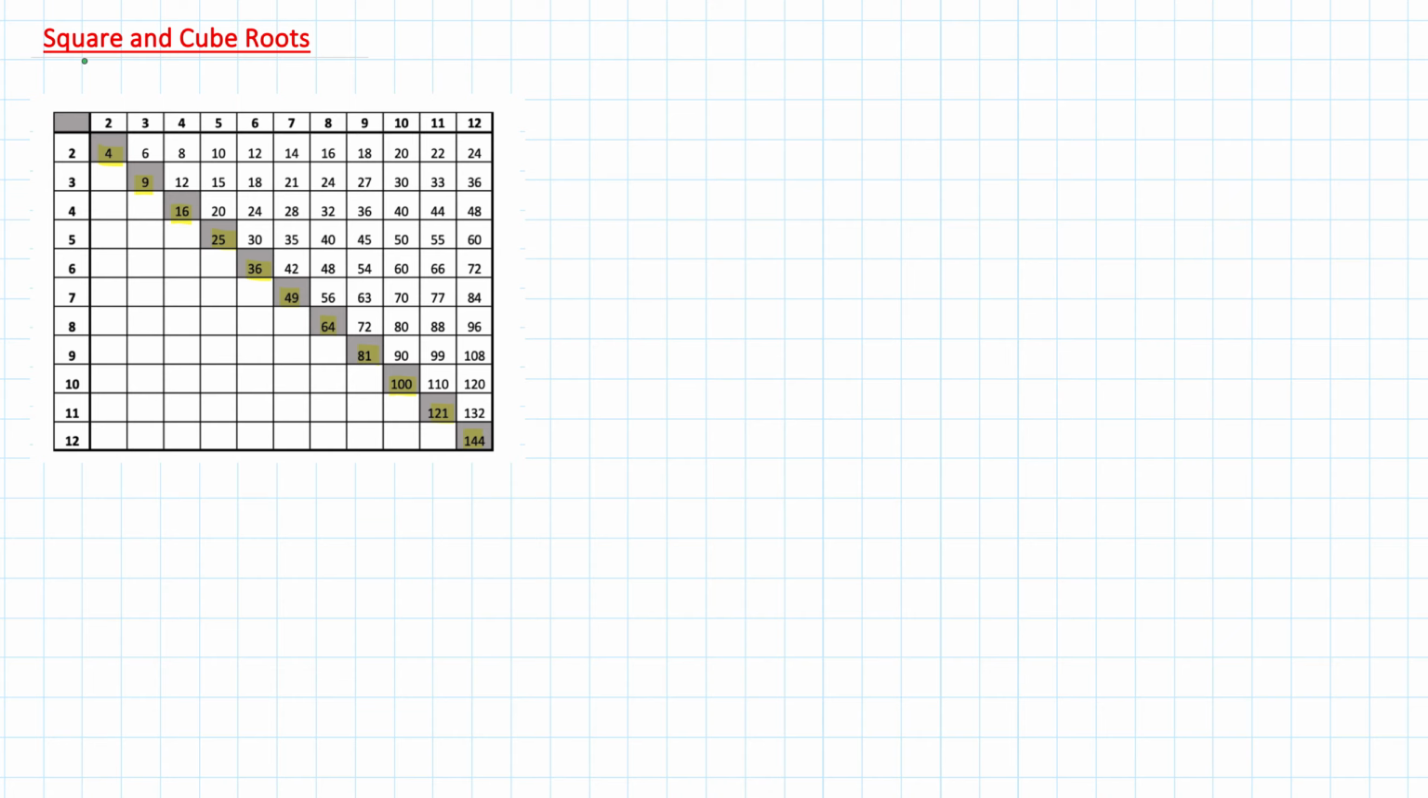Let's start our lesson on square and cube roots. We did squaring and cubing numbers before. Now the square root and the cube root are going to be the inverse operations of squaring and cubing. So let's get into it.